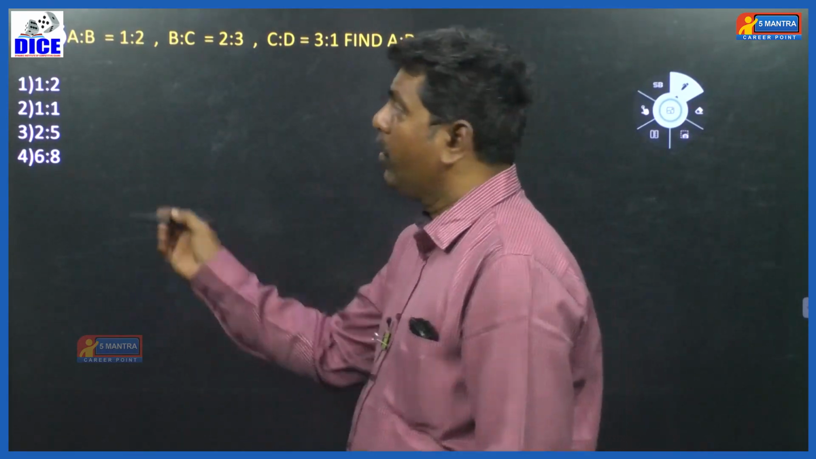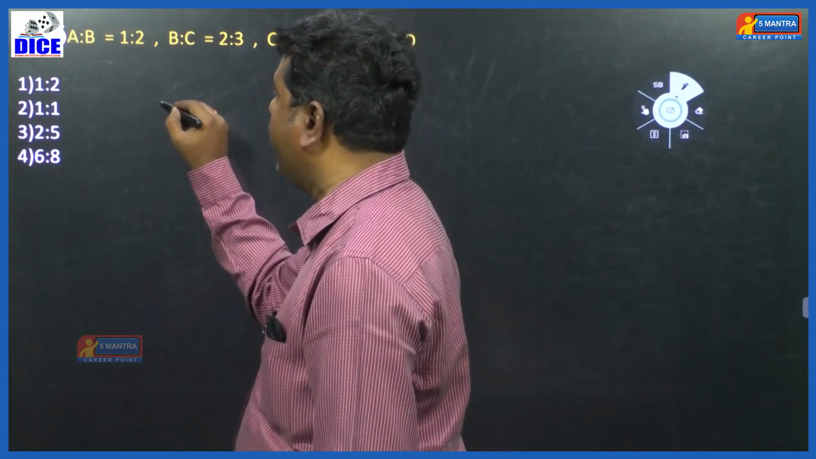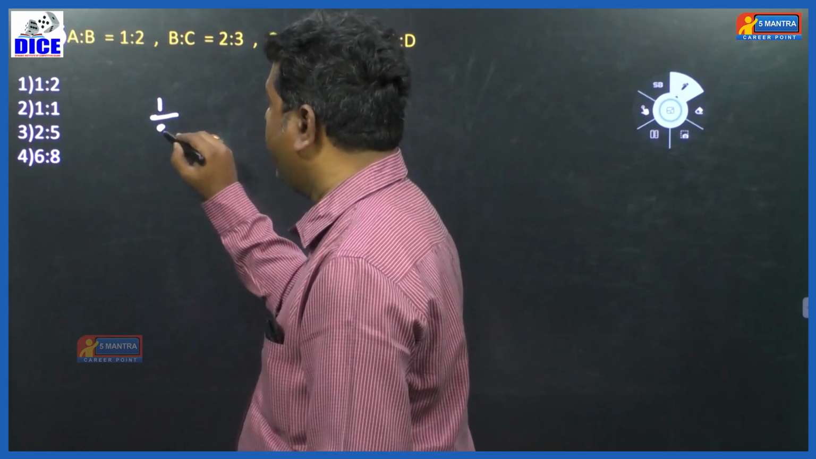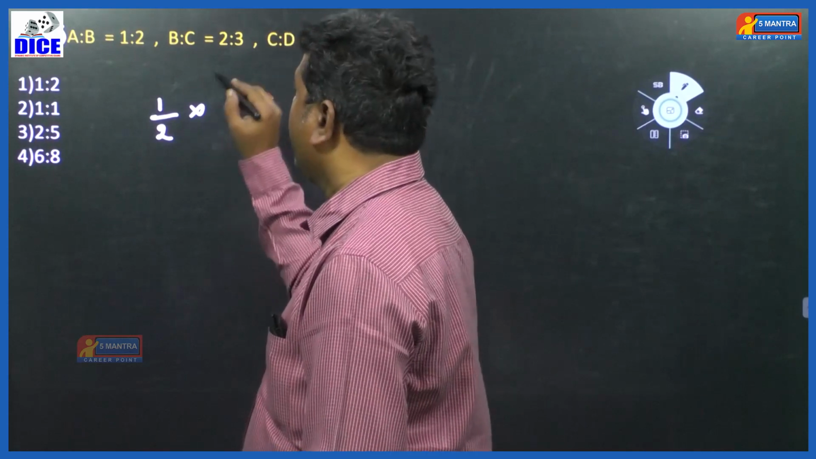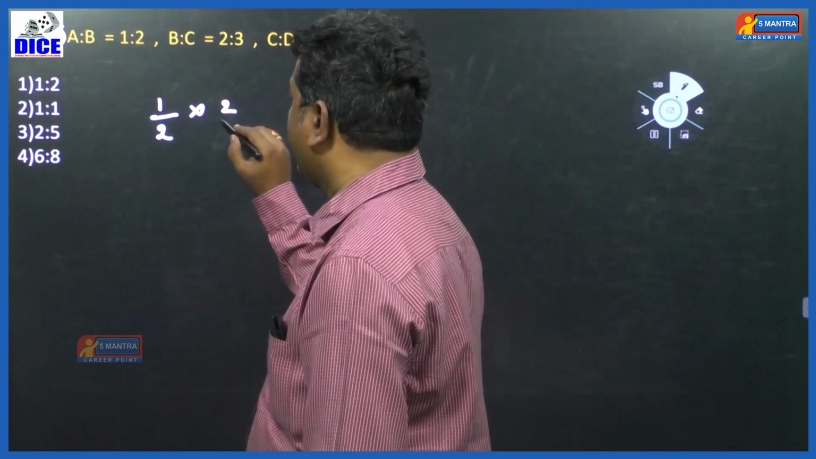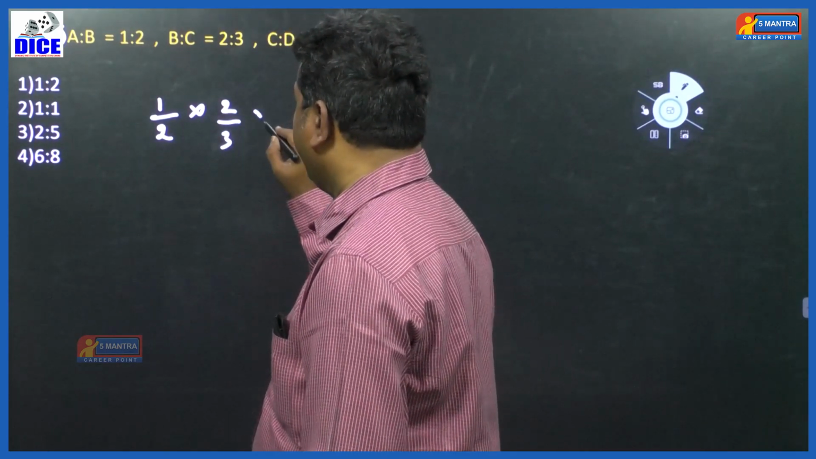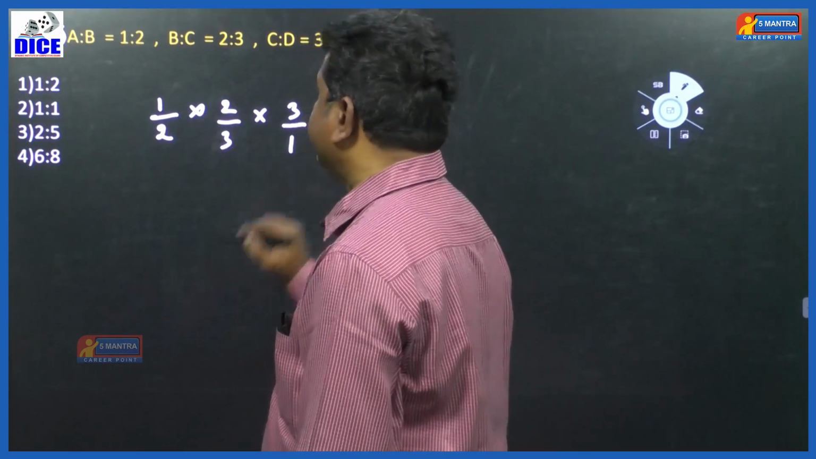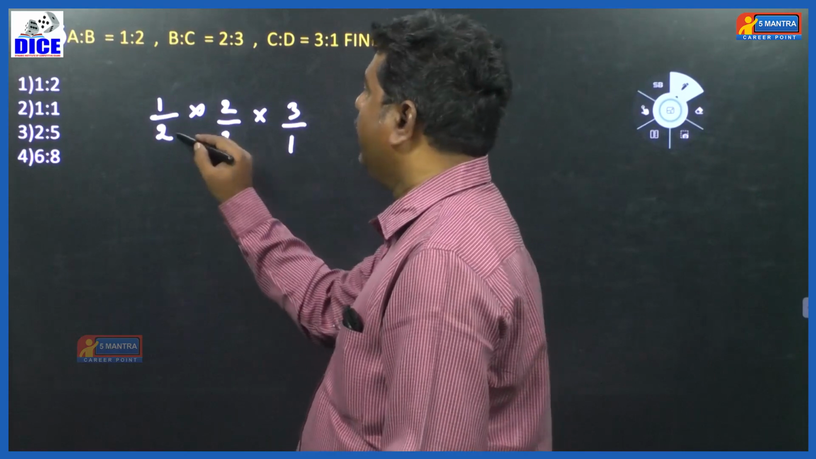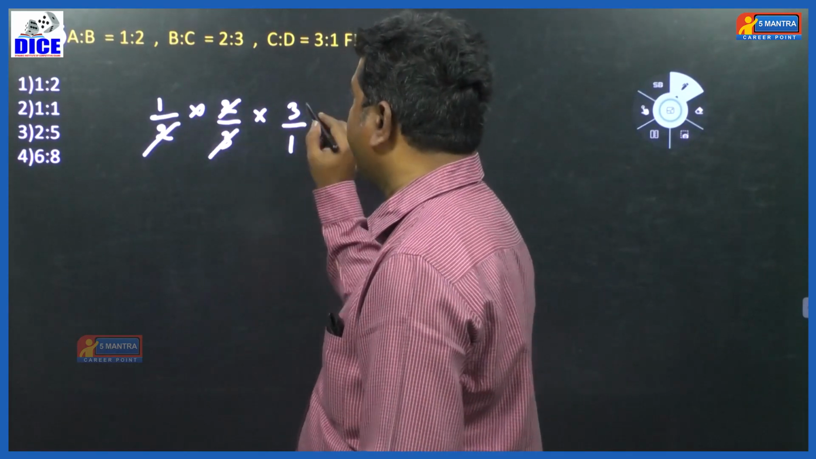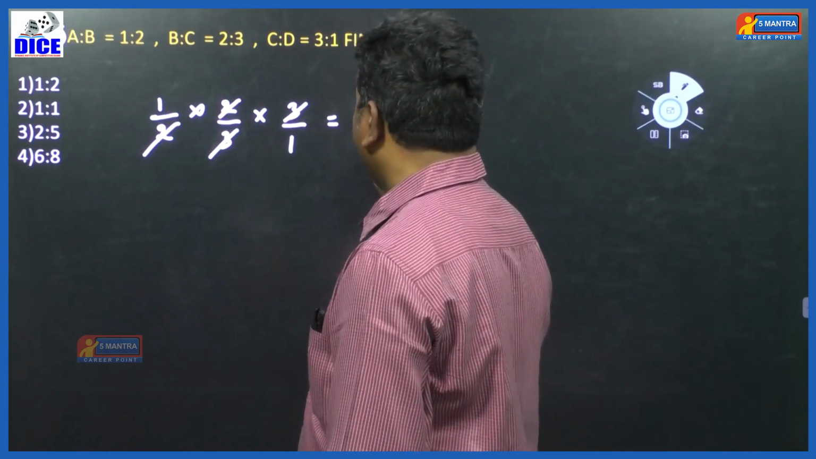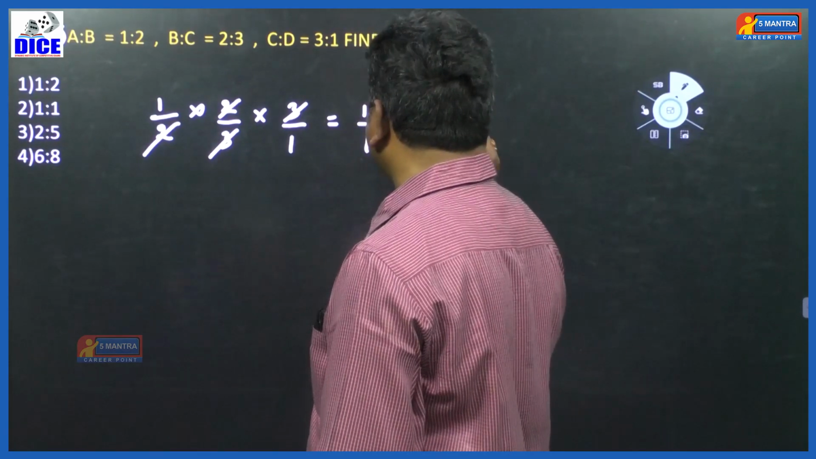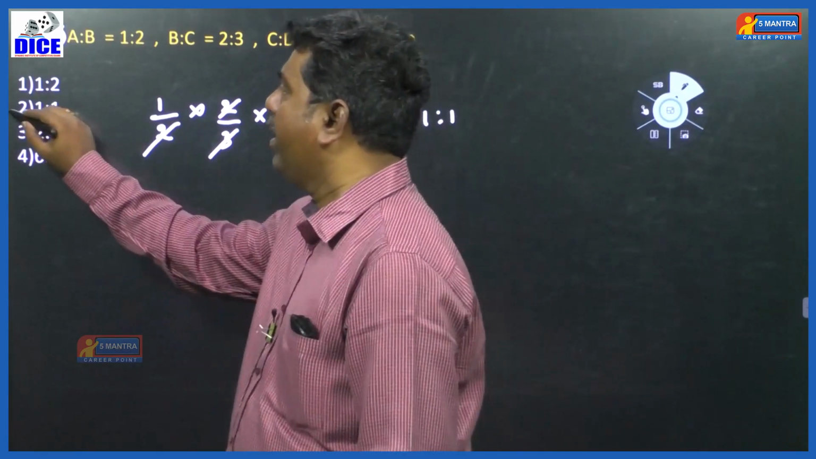Same process. You can write down A is to B means 1 by 2, into B by C means 2 by 3, into C by D means 3 by 1. See here, the 2s cancel, the 3s cancel. Remaining is 1 by 1. So 1 by 1 means 1 is to 1 is the required answer.